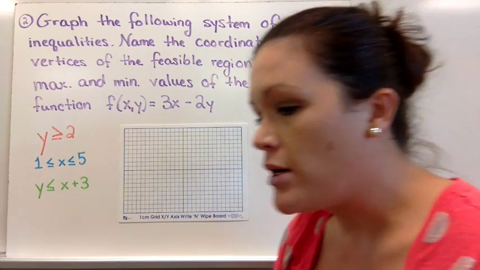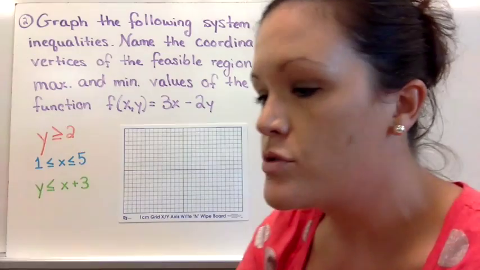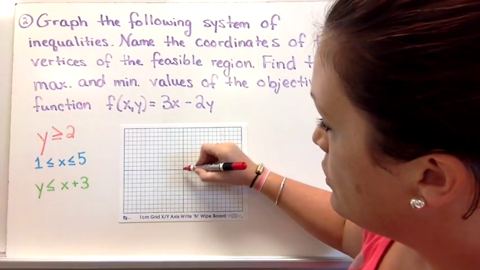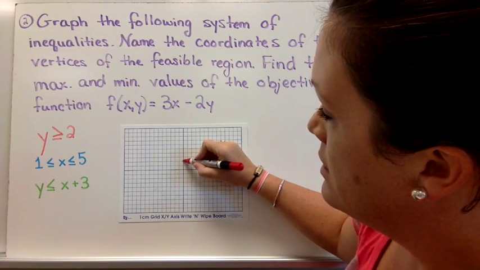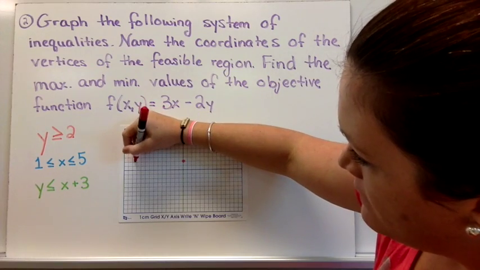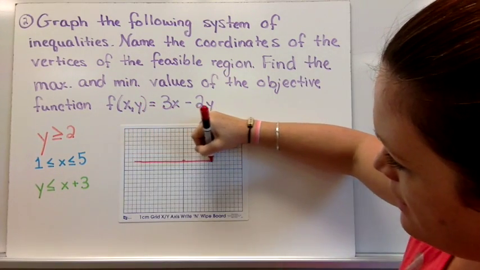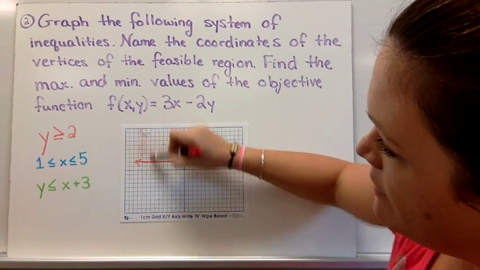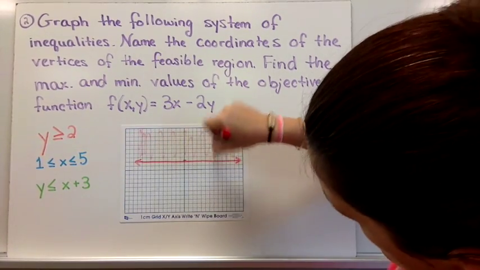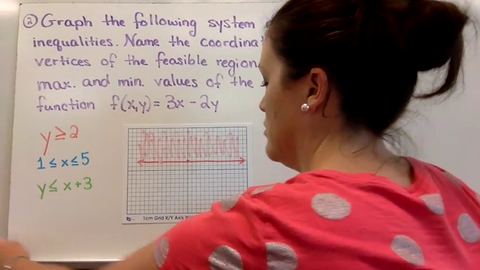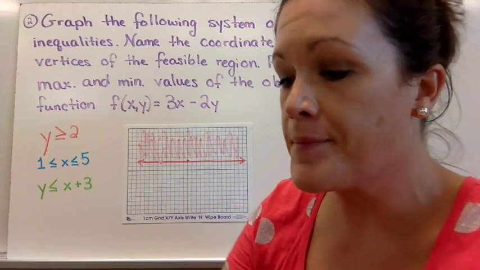So I'm going to try to keep my color coding going on here. The first one looks kind of like a red. Y is greater than or equal to 2. So you go to y equals 2, and if it's greater than or equal to, we need to make a solid line, and we need to shade up above that line. I'm going to tilt my board a little bit so it doesn't fall on me.